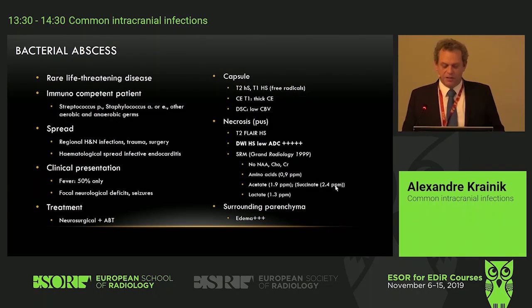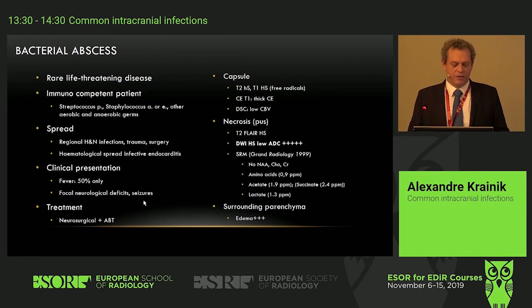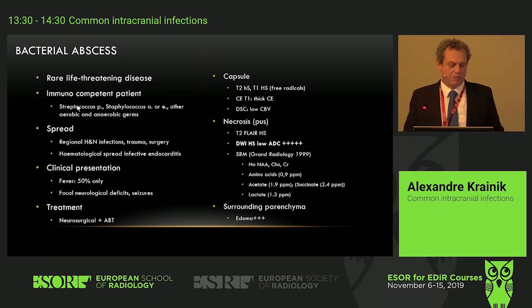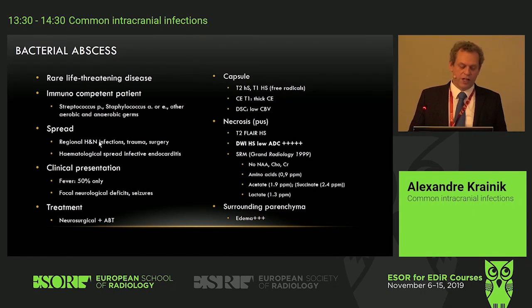What about the bacterial abscess? This is one side effect of all this infection. Of course, it's a rare but life-threatening disease. It may occur in immunocompetent patients, especially with those germs we talked about previously, Streptococcus, Staphylococcus, and so on. The location of the abscess depends on the way the germ was spread. When you have a regional spread, like after a sinusitis or head and neck infection, it's rather the skull base. When it's hematogenous spread, it's rather in the deepest brain area.